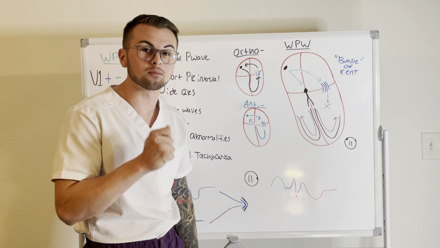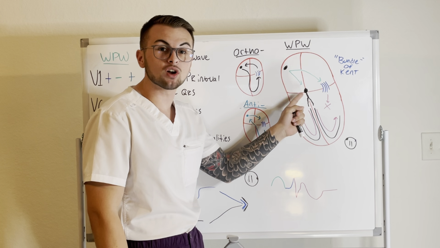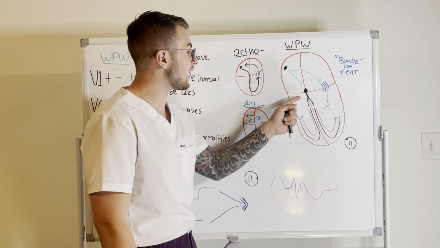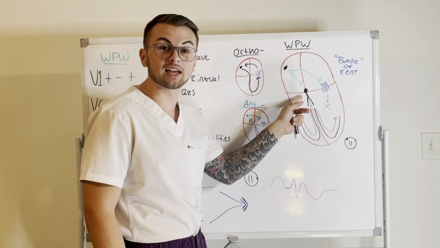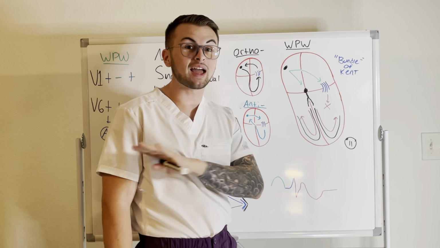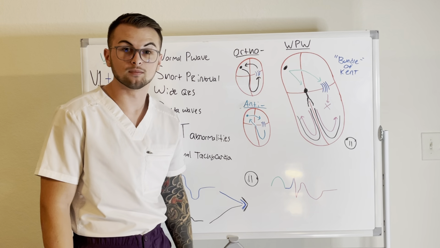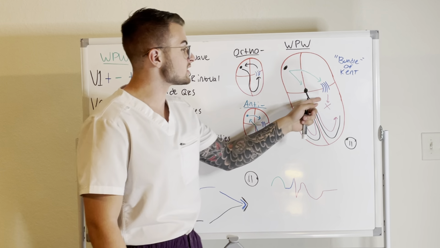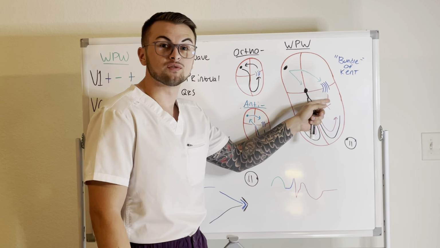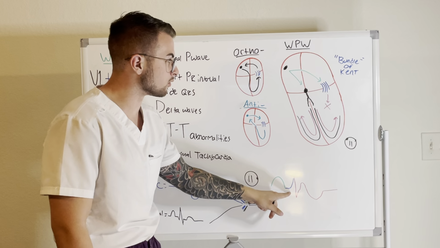Now we have the problem. This electrical impulse will reach the AV node and the bundle of Kent at the same time. We know that the AV node will usually cause a delay in conduction. Meanwhile, the bundle of Kent doesn't offer any resistance. This is why we have a short PR interval. We see that this bundle of Kent will start to depolarize the ventricles here, right?